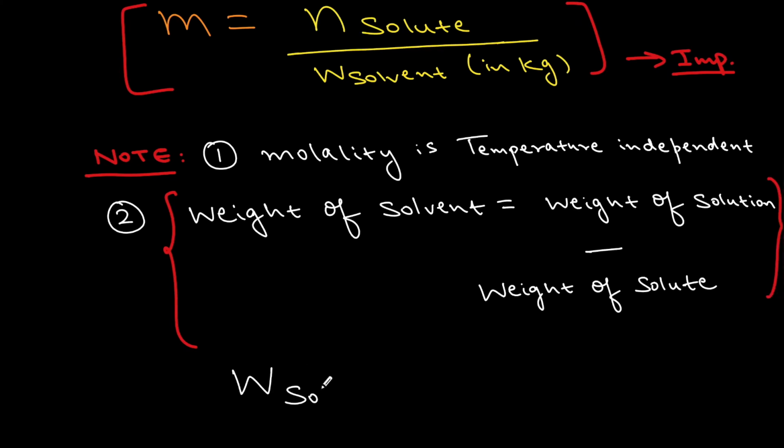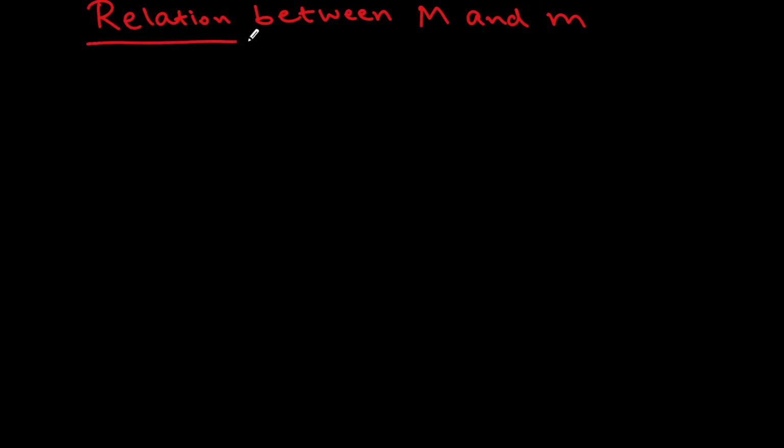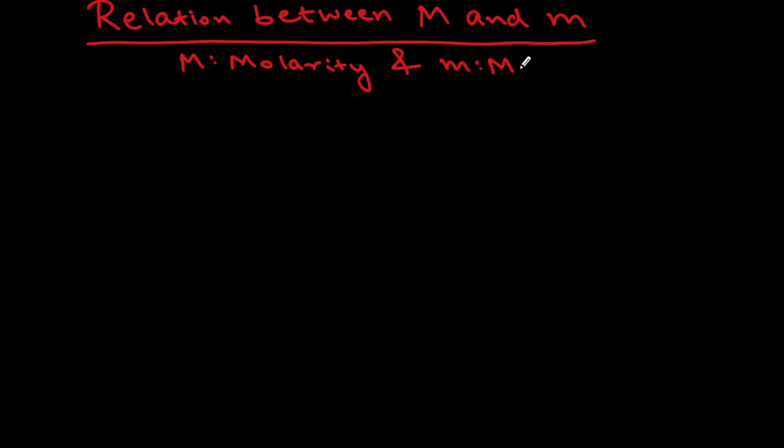Basically W solvent, which is weight of solvent, is equal to weight of solution, W solution, minus W solute. Simply. Now moving further, we'll write the relation between molarity and molality. Basically the relation between capital M and small m. Here capital M denotes molarity and small m denotes molality, right?